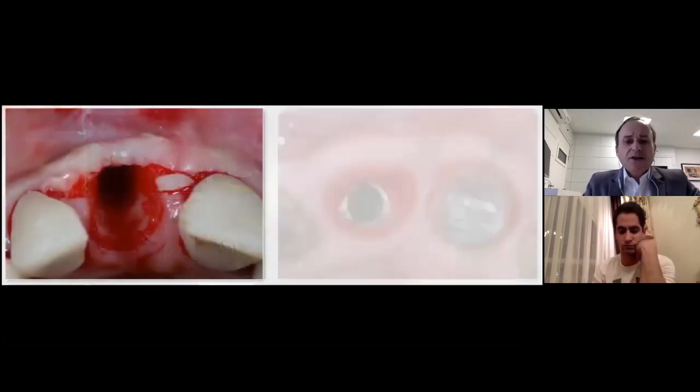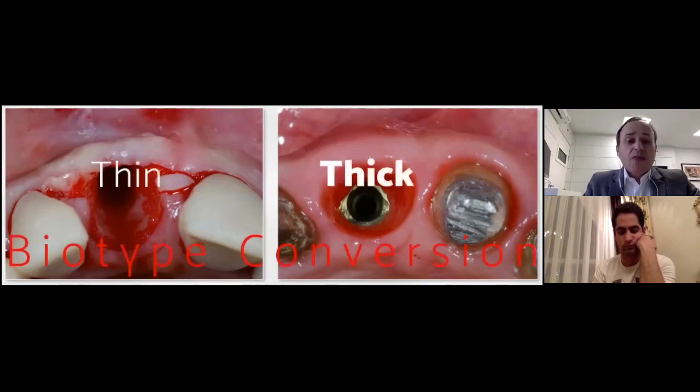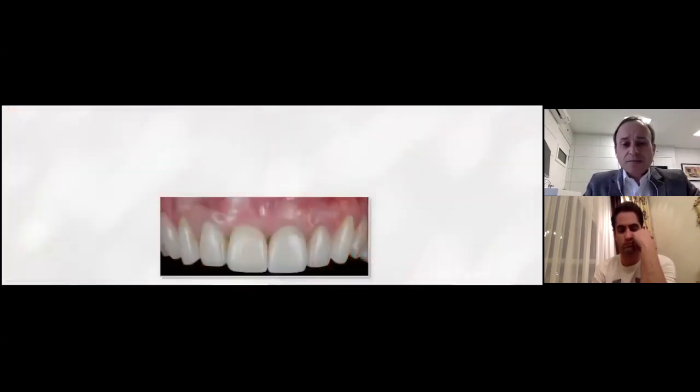And here we can make a comparison during the surgery and 4 months later, we have the biotype conversion. We had a thin biotype, now you can see a thick biotype. This is the final outcome. You can see the maintenance of the gingival margin and the papillary height position.